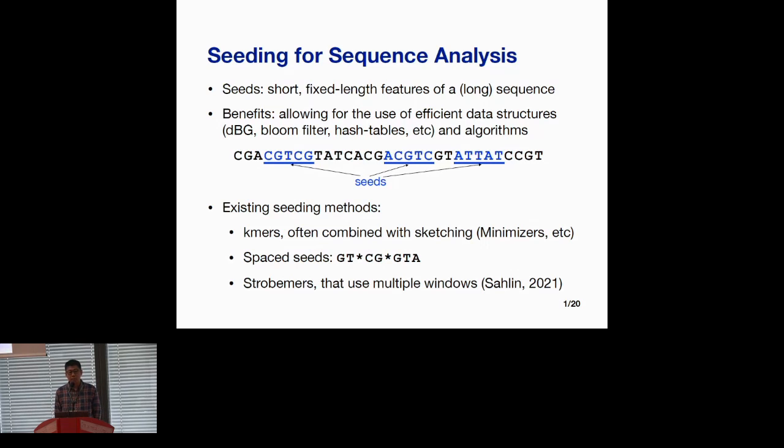K-mers are often combined with sketching methods such as minimizers to reduce the number of seeds. We just learned about spaced seeds, which are k-mers combined with don't-care positions, and also Strobemers, developed by Christopher, which use multiple windows, and in those windows, minimizers can be picked jointly.